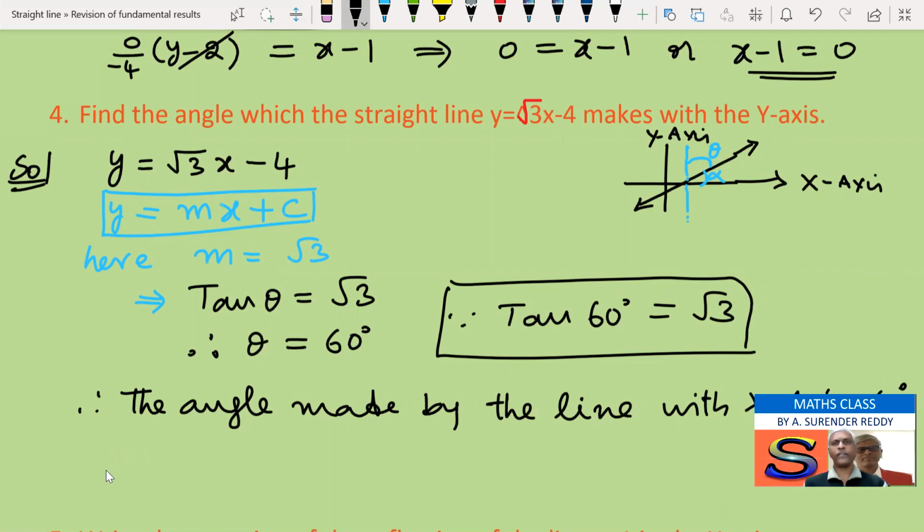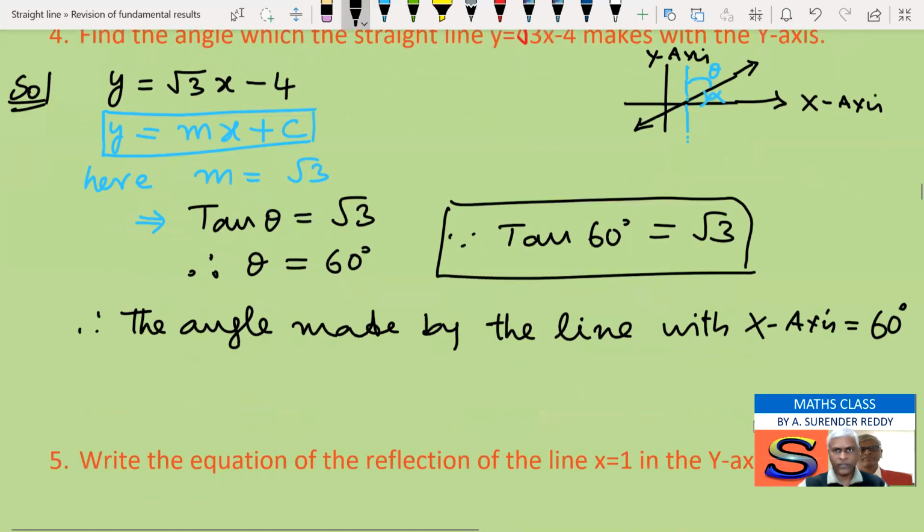Now we have to find the angle made by the line with the y-axis. Slope gives the angle made with the x-axis. So this is very important, don't get confused. By the definition of slope, tan theta is the slope and theta is the angle made by the line with the x-axis. So now theta value is 60 degrees. So this is the angle made by the line with the x-axis.